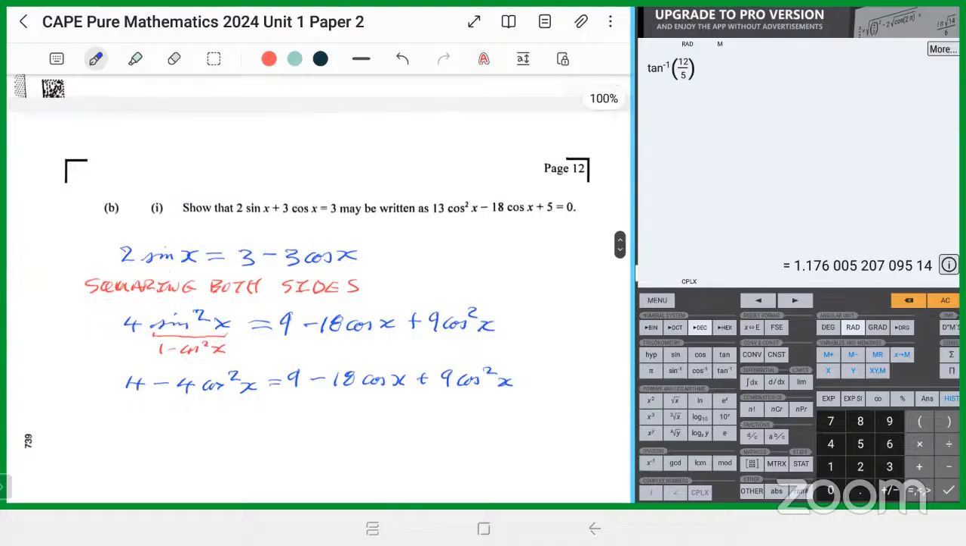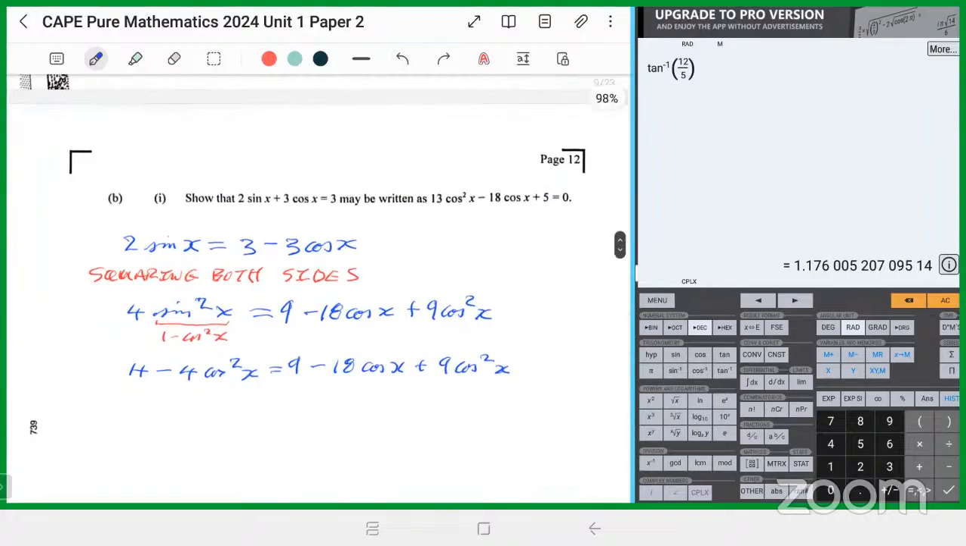Then the equation has everything on the left side equal to 0. So I'm going to transpose everything over onto this side. And then we're going to see what happens.